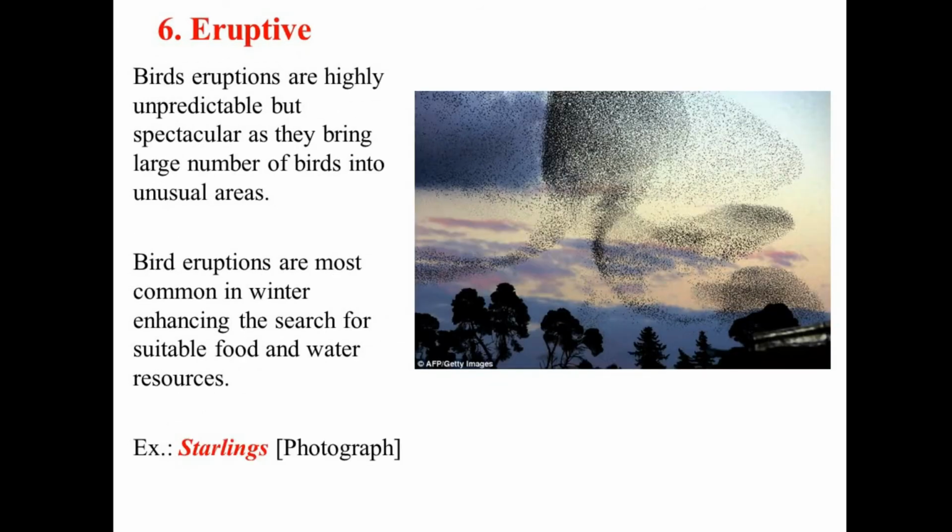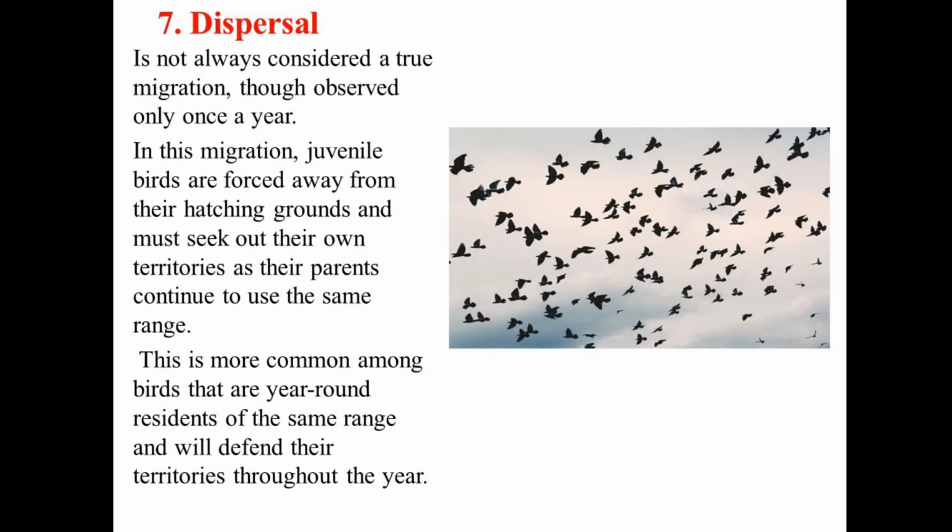The sixth one is the eruptive. Bird eruptions are highly unpredictable but spectacular, as they bring large numbers of birds into unusual areas. Bird eruptions are most common in winter, driven by the search for suitable food and water resources, and the example is the starling. Next one is the dispersal.